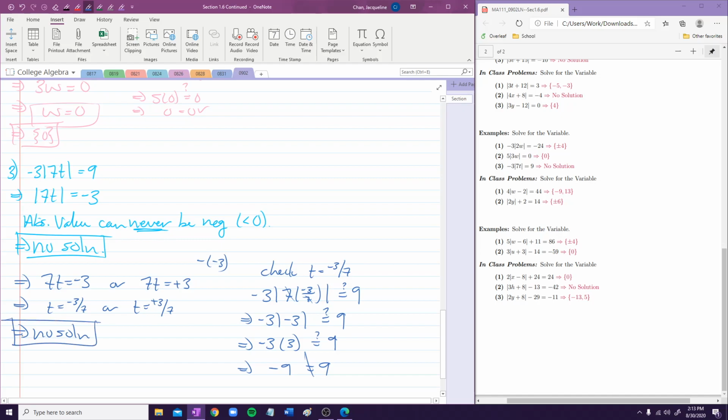Right? If I saw this, I'd be fine as long as you get to this correct solution, as long as your logic makes sense. But as you can see, this is a lot fewer steps. If you just say that absolute value can never be negative and go straight to no solution, that's a lot less work than solving it and then checking both answers.